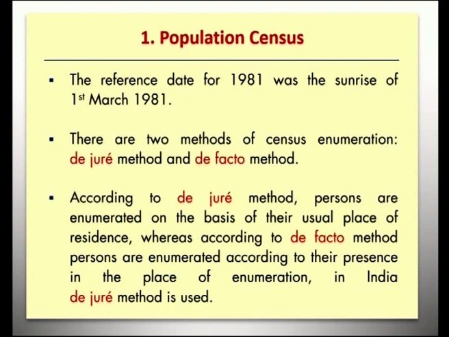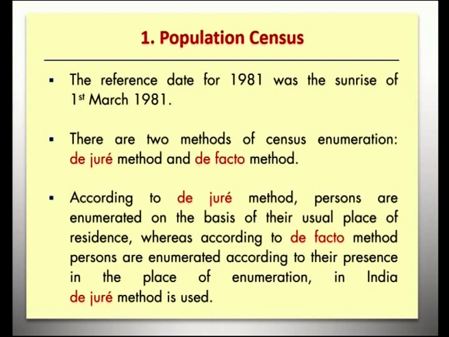The reference date for 1981 was the sunrise of 1st March 1981, that is what is called the census year. Like the academic year starts from June to April and the financial year starts from April to March, the census year is considered to be 1st March of the particular year. So, the reference date for 1981, the sunrise of 1st March 1981, was taken into consideration.